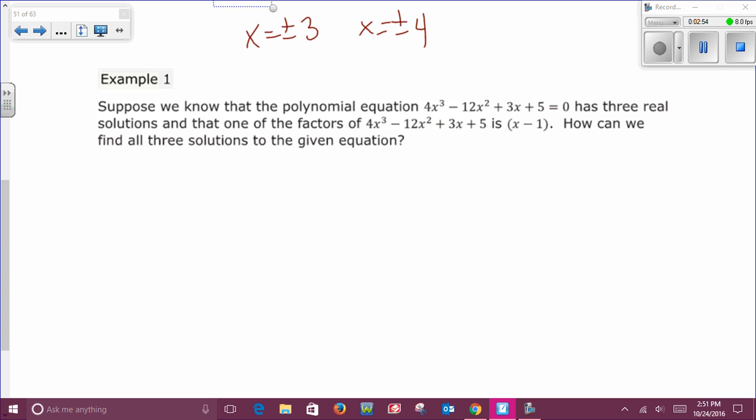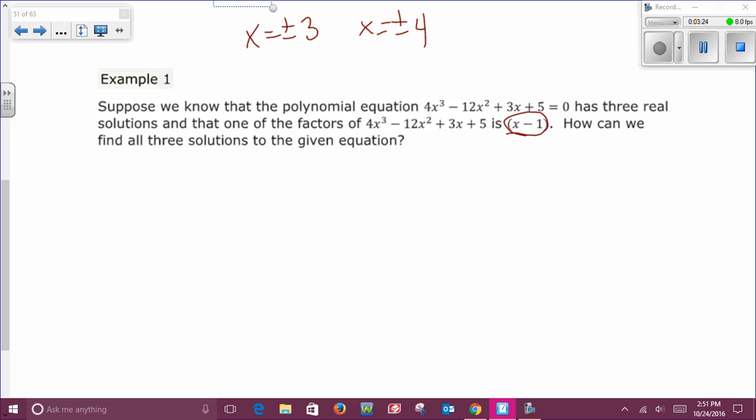Suppose we know that the polynomial equation 4x cubed minus 12x squared plus 3x plus 5 equals 0 has 3 real solutions, and that one of the factors of that polynomial is x minus 1. How can we find all 3 solutions to the given equation? Well, the first thing I can do is divide. I can use long division, I can use reverse tabular, or I can use synthetic. In this case, because it's linear, I'm going to use synthetic because it's faster at this point.